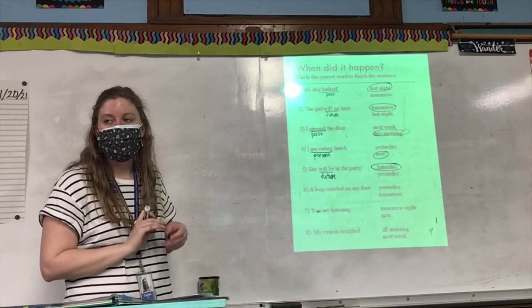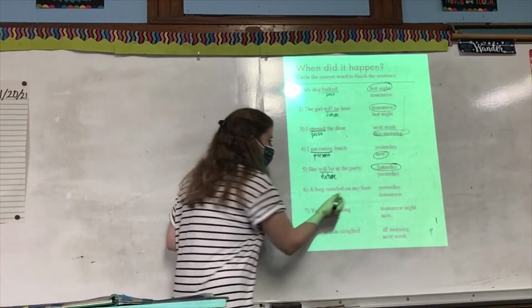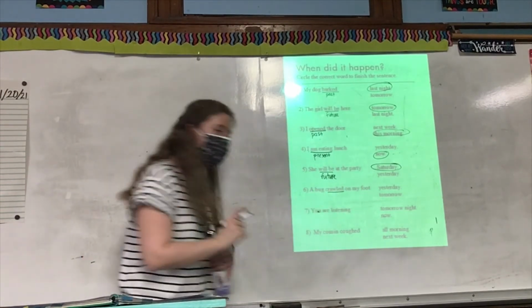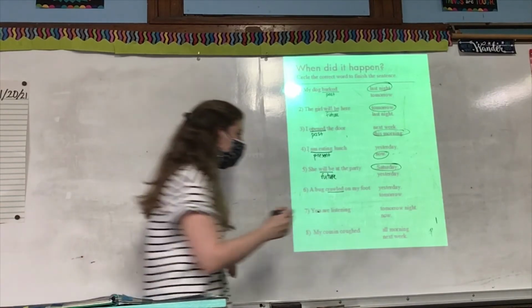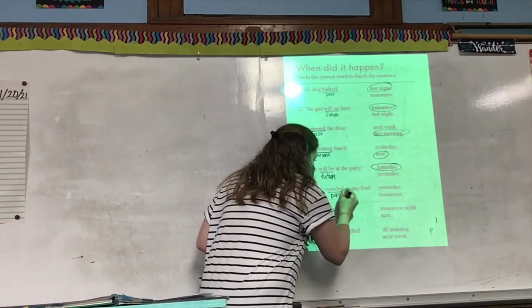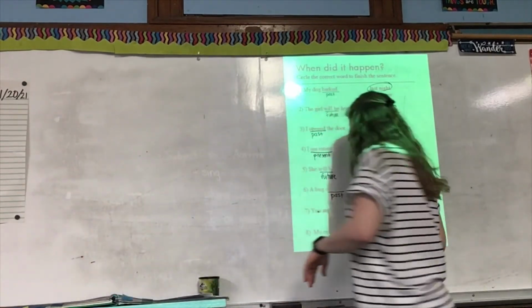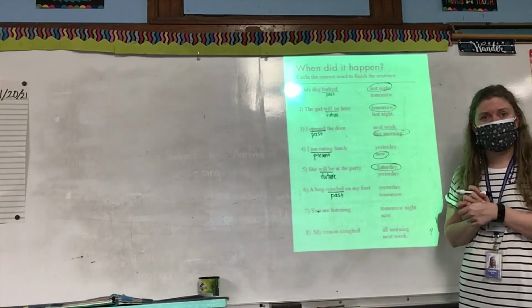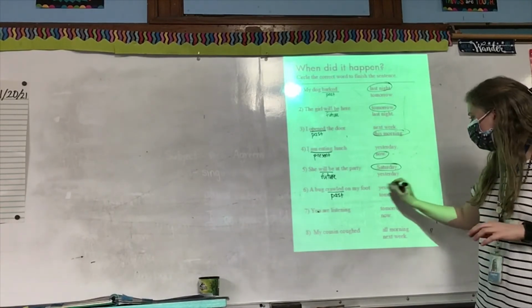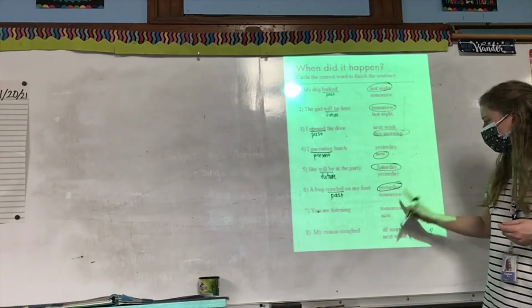Number 6, a bug crawled on my foot. Ethan, what's the verb? Crawled. Is crawled past, present, or future tense? Past. How do you know? Because it ends in ed. So, Ethan, a bug crawled on my foot yesterday or a bug crawled on my foot tomorrow? Yesterday, because when did yesterday happen? Past, present, or future? And when will tomorrow happen?